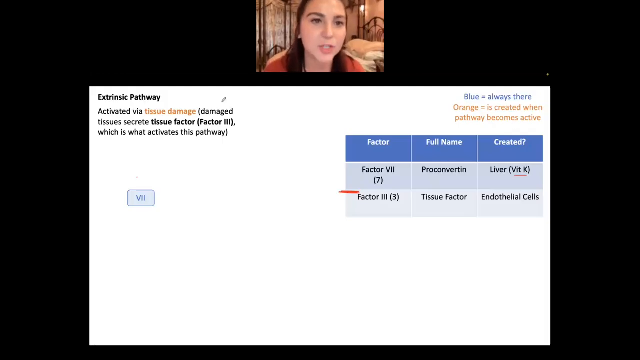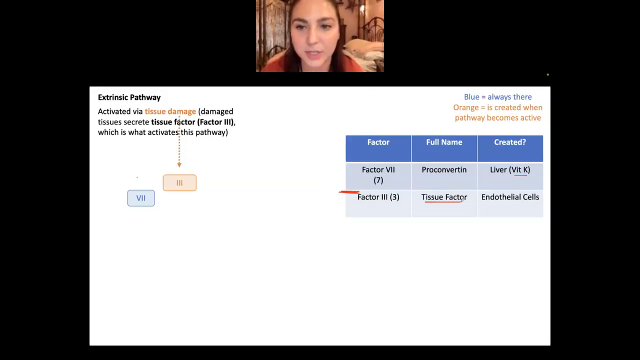This tissue damage, it's because damaged tissues secrete tissue factor, which is factor 3, which is not on here yet. Once factor 3 is made by the damaged tissues, now the pathway gets activated. Okay, so that's a little bit different from the intrinsic, but again, a lot of the times they get activated at the same time. Okay, so here's factor 7. It's just hanging out in the liver. It's always made.